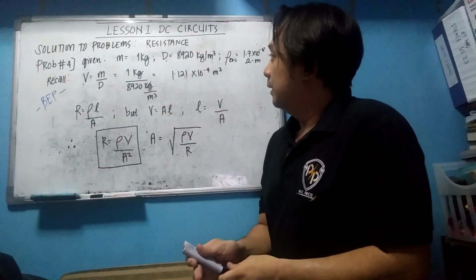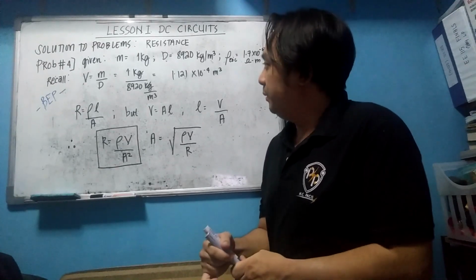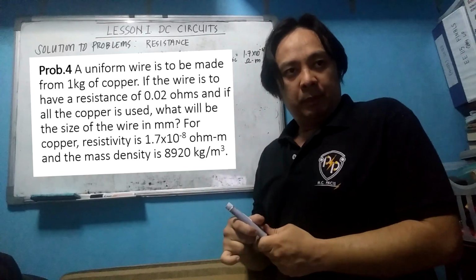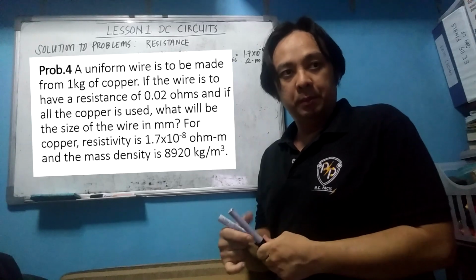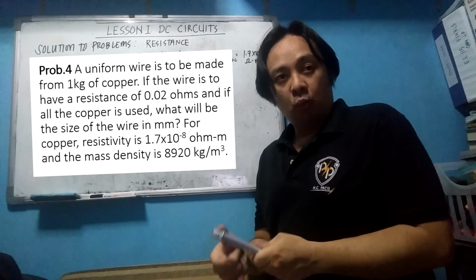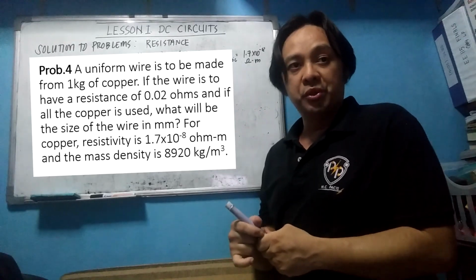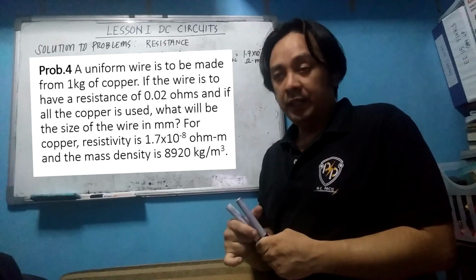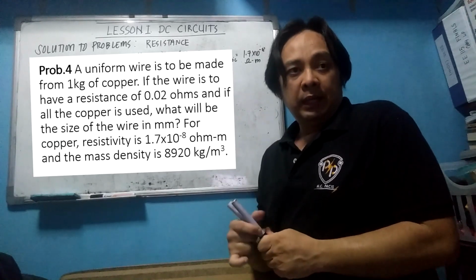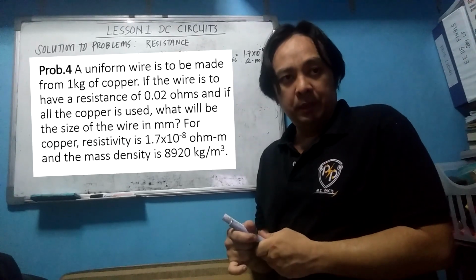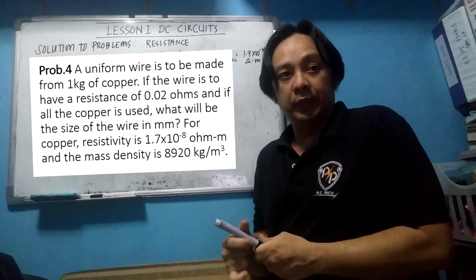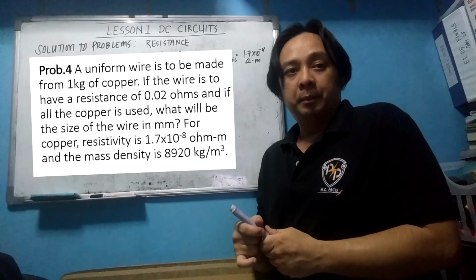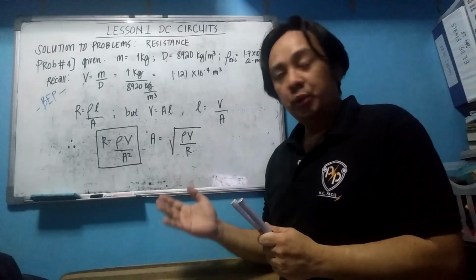Hello. So we need to continue our problem solving. We are already in problem number 4, I think. So let's read the problem first. Problem 4. A uniform wire is to be made from 1 kilogram of copper, and this wire is to have a resistance of 0.02 ohms. If all of the copper is being used, what will be the size of this wire in millimeter squared? For the copper, the resistivity is 1.7 times 10 to the negative 8 ohm meter, and the mass density is 8920 kilogram per cubic meter. Okay, this is the solution to the problem.